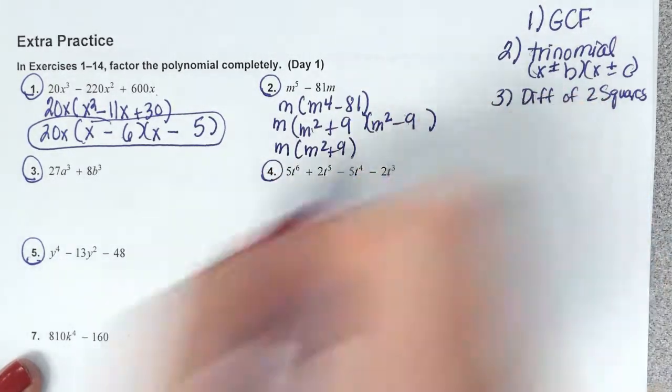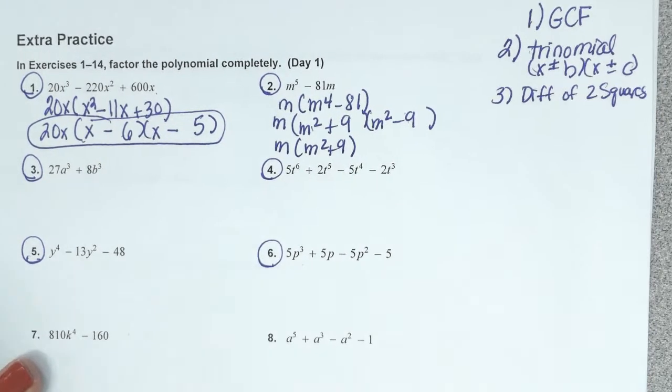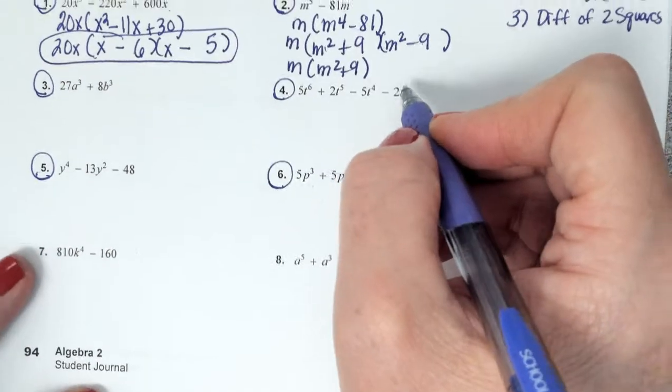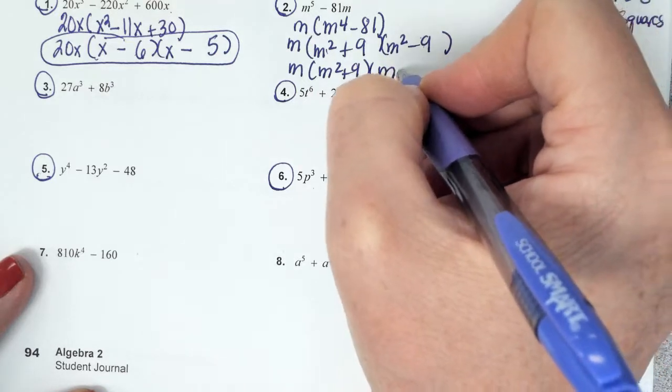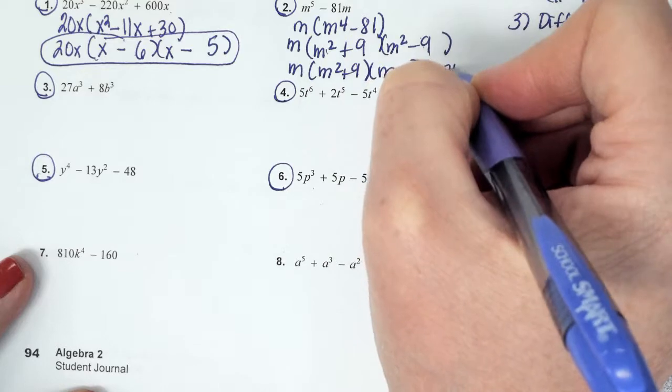But this is the difference of two squares again. So we have to take that down further. Shane, how's this going to factor? M minus 9 and M plus 9. Close. M minus 3. That's okay. M minus 3, M plus 3.